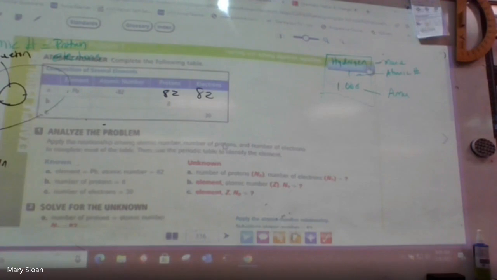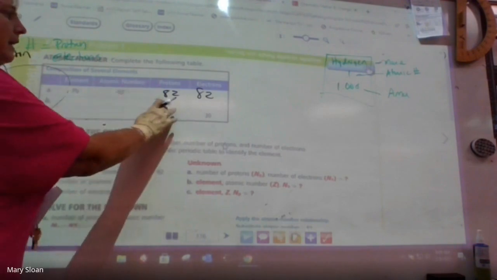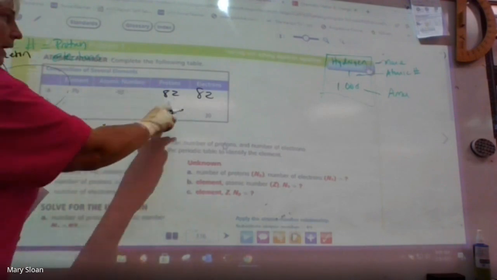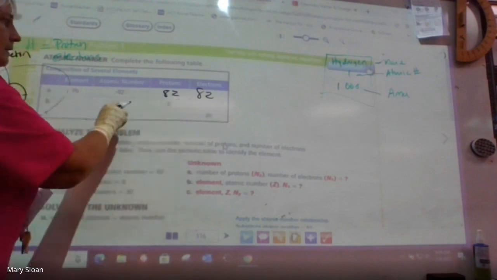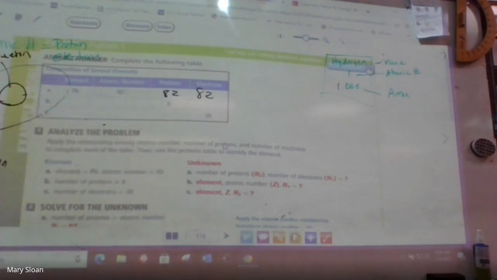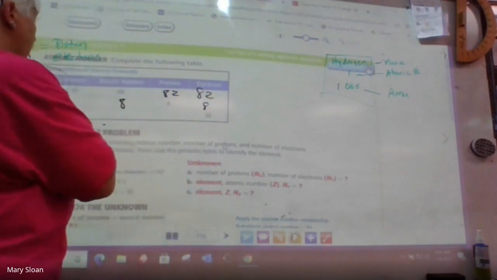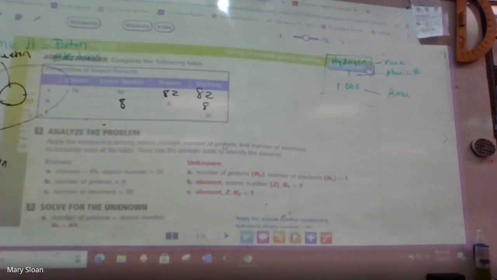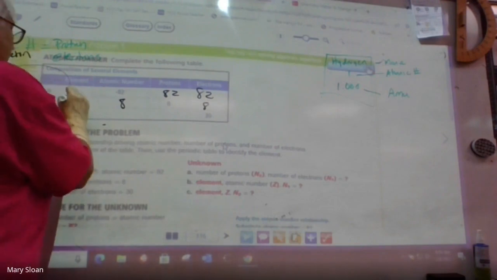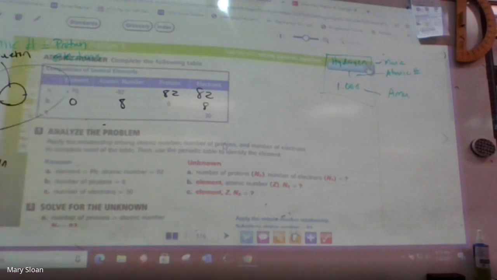Okay. The next one tells us protons is 8. If protons are 8, what's the number of electrons and atomic number I'm going to put here? 8, because we know they all equal. Okay? How are we going to find out what element it is? Yep, what's number 8? Oxygen. And I'm going to write O because it's only asking for the symbol, right?